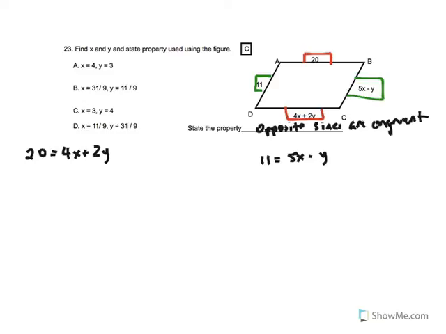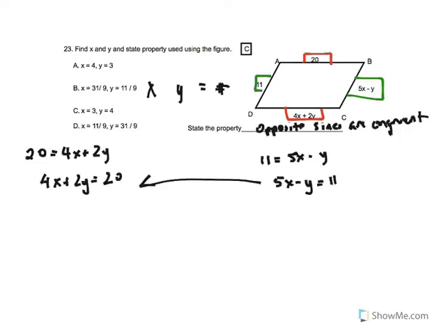So I want to get everything in the order of x, y equals a number, because that's the easiest way to solve a system of equations. So I'm going to do a little rearranging here. We're going to do 4x plus 2y equals 20. And over here, I'm just going to do 5x minus y equals 11. I do my brackets. 4 goes down here. 5 goes up here. I multiply through to each part.